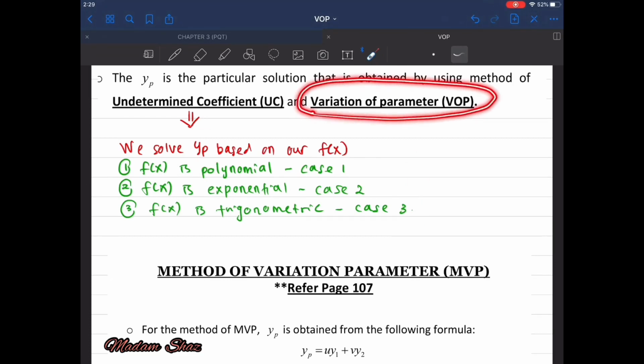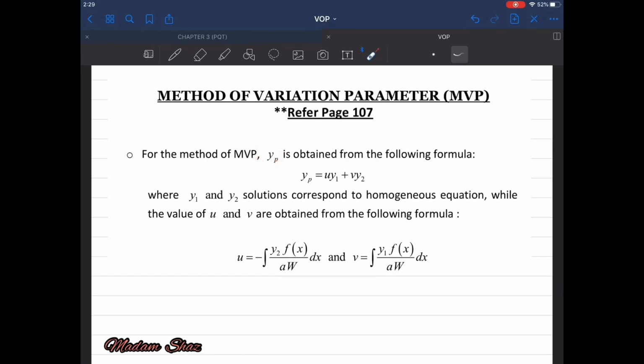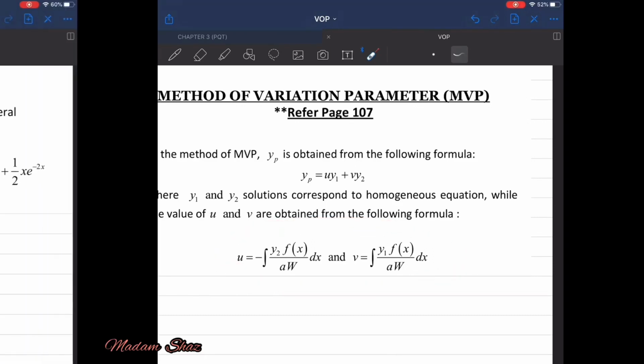But how do we solve our yp if we have to solve by using VOP? To solve yp by using VOP, your solution for yp is equal to uy1 plus vy2. You have to use a formula to get u and v. I will explain later how to calculate u and v. This formula will be given in the appendix if you have these types of question.